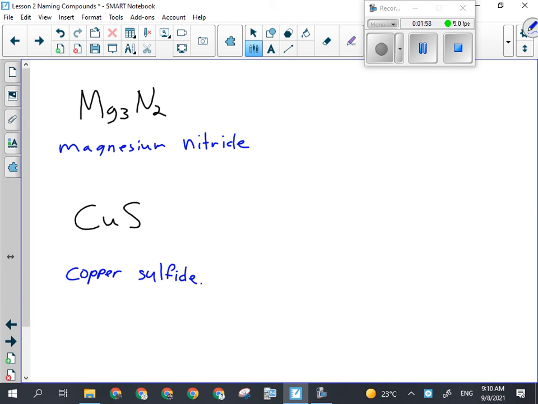To do that, we always look to the non-metal, because there aren't any non-metals with more than one possible charge. Okay, so we have CuS, and the S is a 2-. All ionic compounds have to have an overall charge of 0, so that means we have to get 2 positive charges from the copper. So this is copper(II) sulfide. Okay, is that ringing a bell?